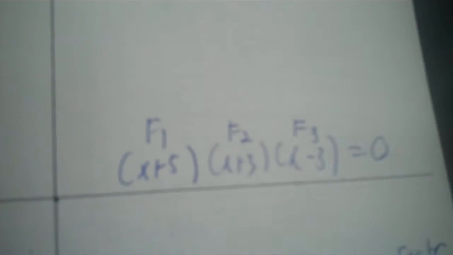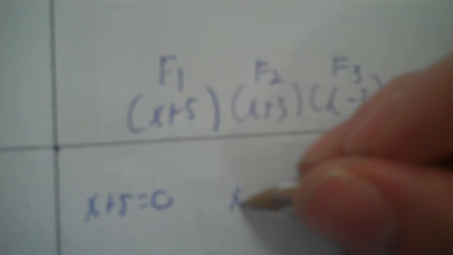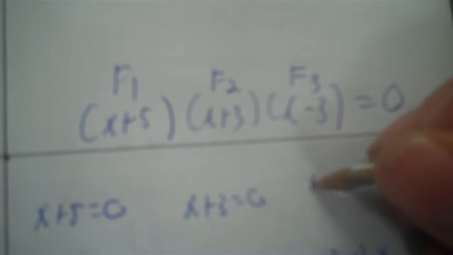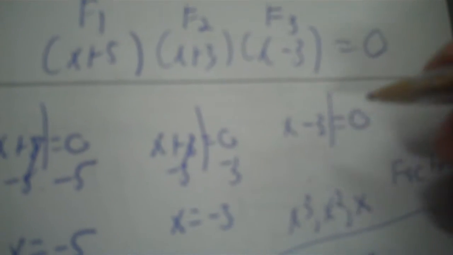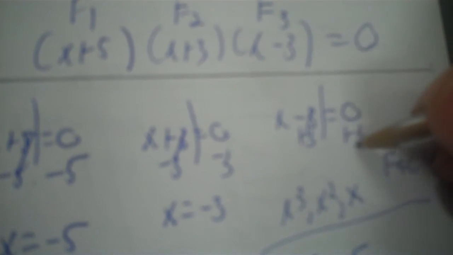So F1, F2, F3. So x plus 5 could equal 0, x plus 3 could equal 0, or x minus 3 could equal 0. So you minus 5 from each of these, you get negative 5. You minus 3 from each of these, you get negative 3. Then if I plus 3 to both of these, I get positive 3. Okay, negative 5, negative 3, 3.